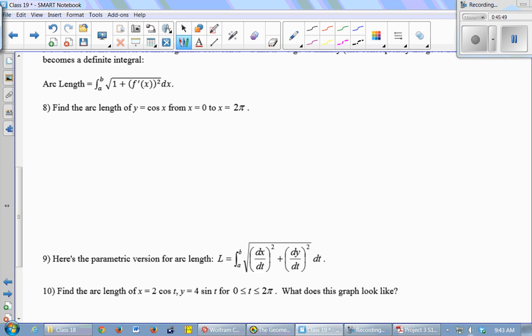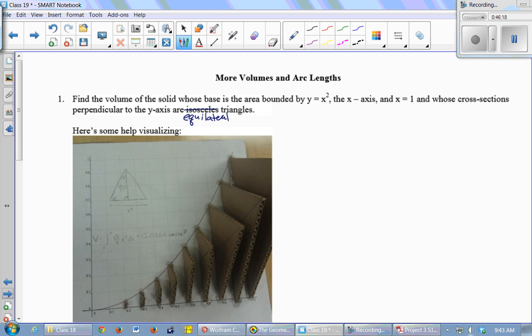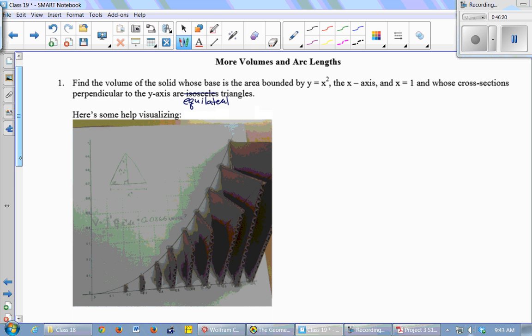So it's the integral from a to b of radical 1 plus f prime of x quantity squared. That is the arc length of the curve f of x from x equals a to x equals b. You would have to take the derivative, plug it in there, plug in your bounds, and then just calculate the integral. And there's a parametric version too. If your curve is defined parametrically, you use this one. But that part's easy, it's just plugging into a formula. This is harder, so I'd like to go over it with you.